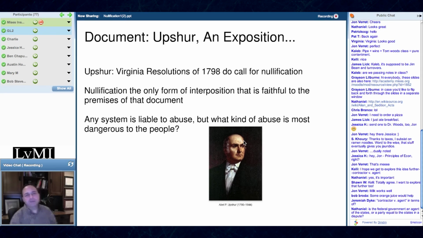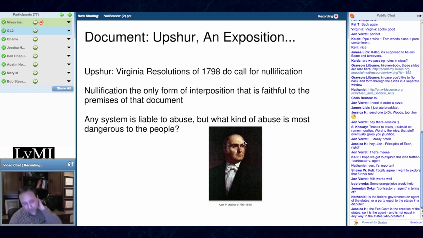I was so delighted to be able to publish this. This is a pamphlet, as you note from the italicized introduction, that appeared first in early 1833. Abel Upshur was a Virginia judge, who later served in the cabinet of John Tyler, and then died in an explosion aboard a ship. So he was in middle age when he died.